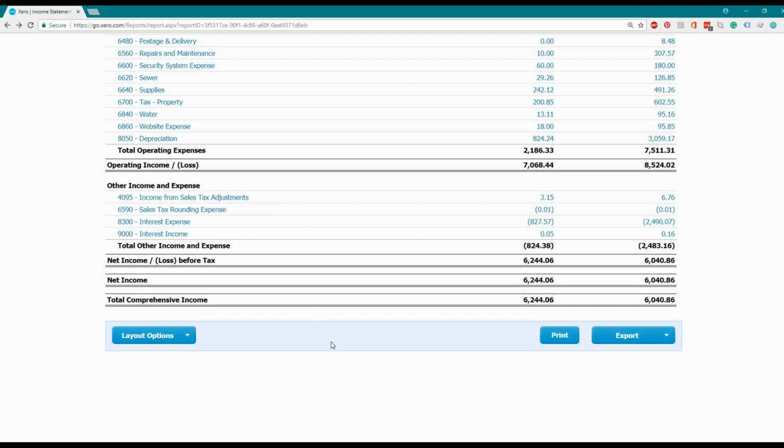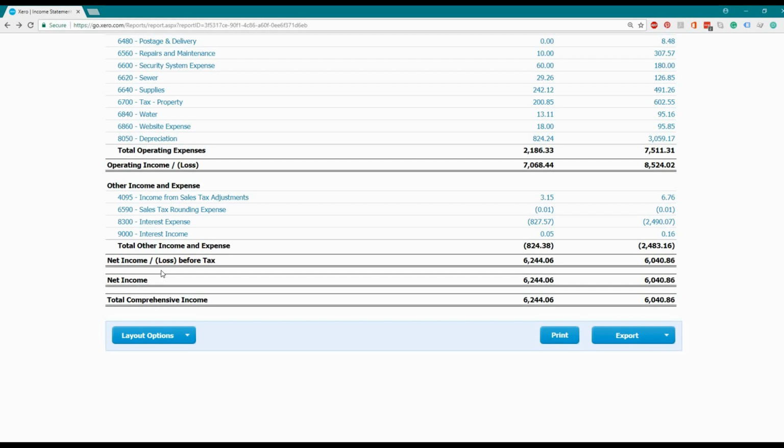And at the end, of course, we see the net income or loss for the business, and this is $6,244.06. If your business is a corporation, you may see a section of taxes, income taxes that were paid. If you're a sole proprietorship or a partnership, or usually if you're an LLC, your taxes are included in your personal expenses, and they're not actually part of your business, so we won't see that section here.